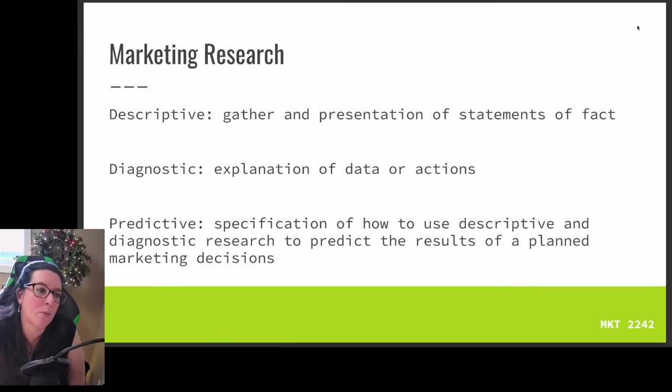When it comes to marketing research, it can be descriptive, so we can gather and present statements of fact. So for example, we could collect marketing research that says that Canadians skip breakfast 3 times or more a week. Well, if you're Starbucks and you've collected this marketing research, you might realize that we should sell snacks because Canadians aren't going to buy breakfast, but they're probably going to be hungry shortly after. We could do diagnostic research, so we could explain data or actions.